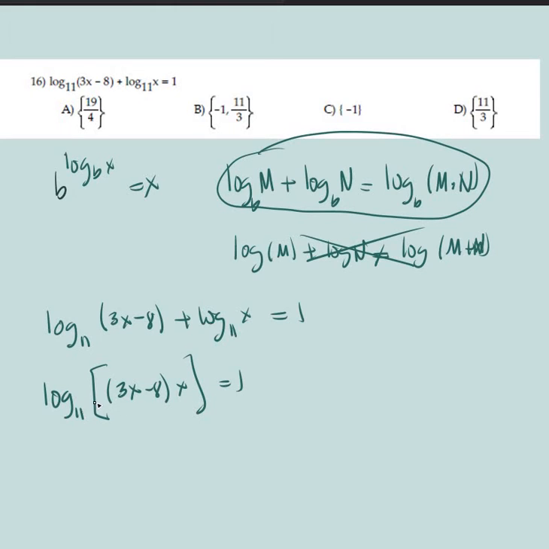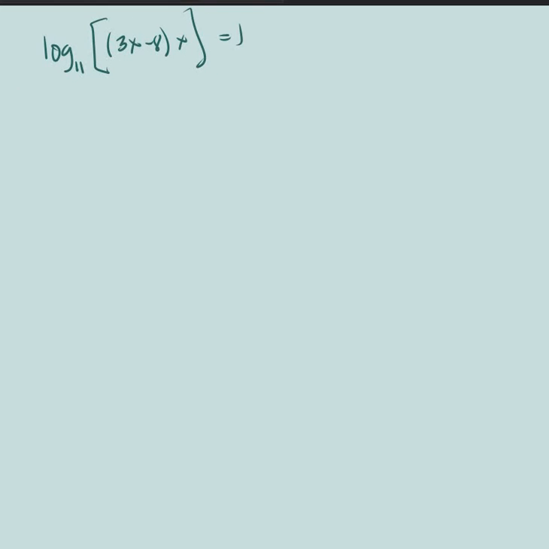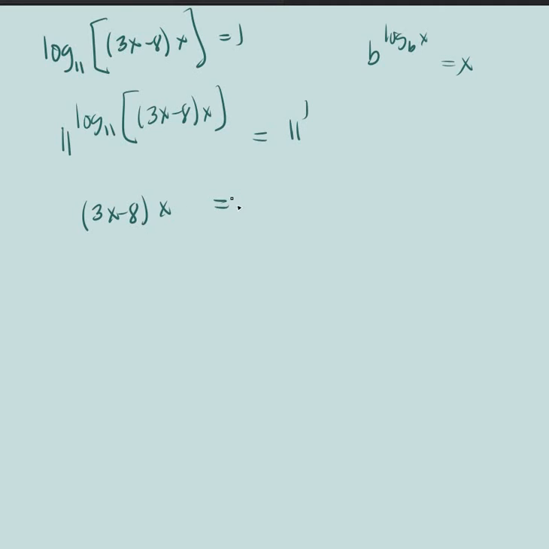Now that we have one single log expression, we're going to use this rule. What we're going to do now is use 11 to the power of both sides: 11 to the log base 11 of (3x minus 8) times x equals 11 to the power of 1. Now 11 to the log base 11, we know this is going to drop by using the rule. The rule was b to the log base b of x is equal to x. Then we drop here (3x minus 8) times x is equal to 11.